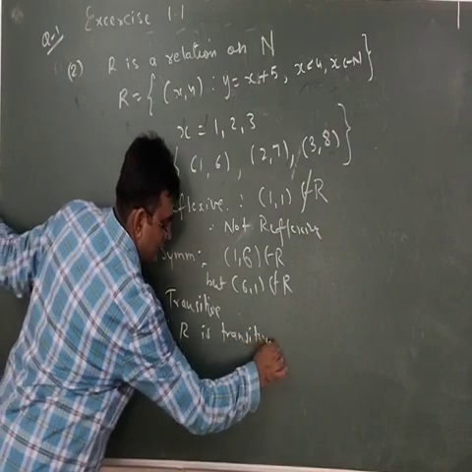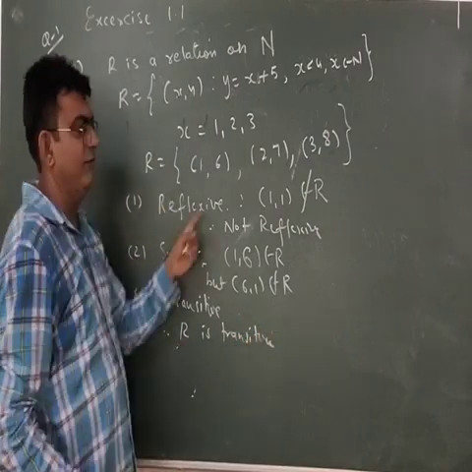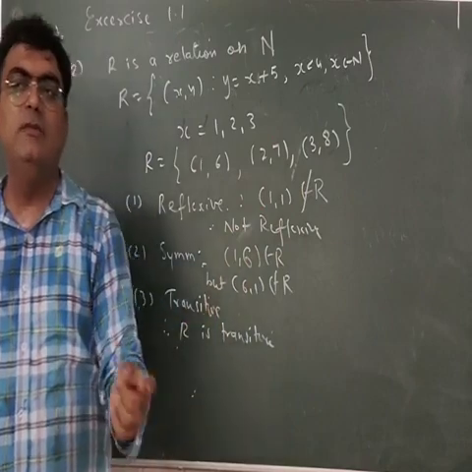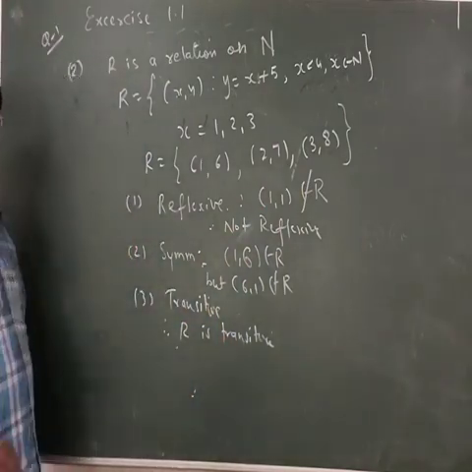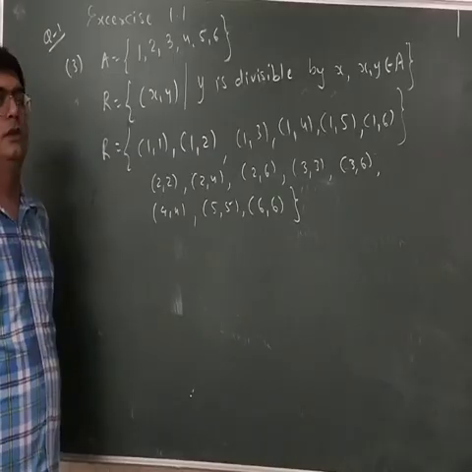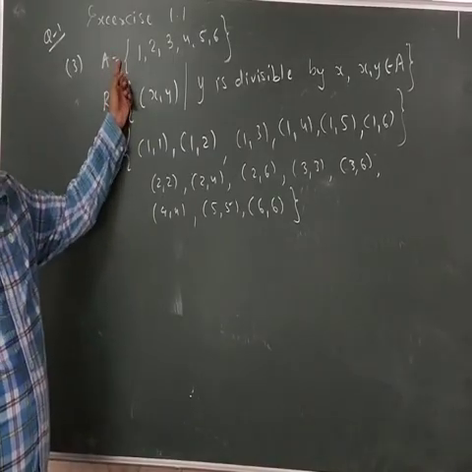The reason you can say that there is no pair such that A is related to B and B is related to C. So it is transitive. Let us see the third example. Now let us see the third example of the textbook.